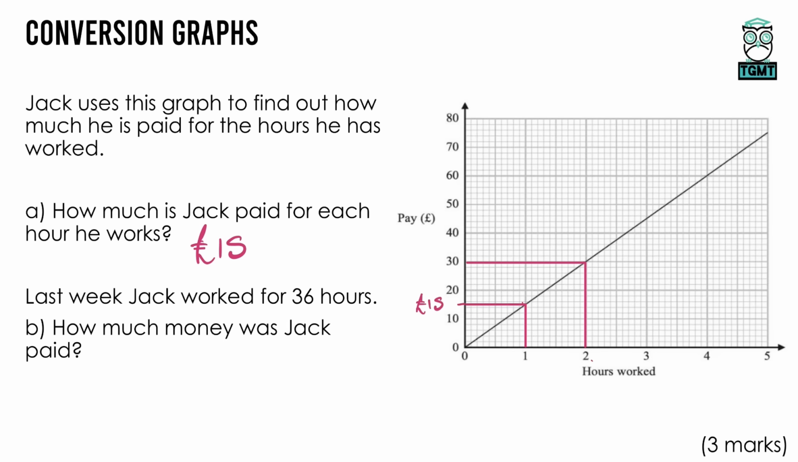2 times 18 being 36. We could get the 3 hours and times it by 12. We could get the 4 hours and times it by 9. There's lots of different ways of doing this. As we've got the 1 hour and it was easy to read, it makes sense to just do £15 multiplied by 36. So on the calculator, 15 times 36, that gives us £540. So Jack was paid £540 for his 36 hours.